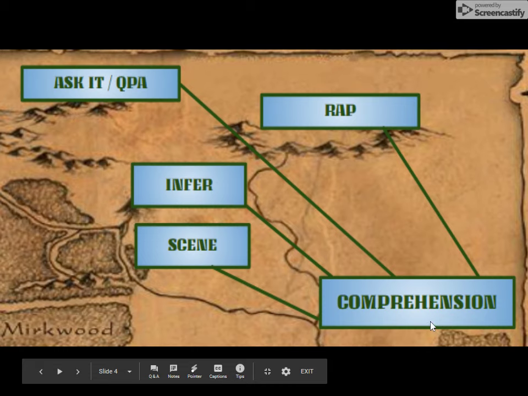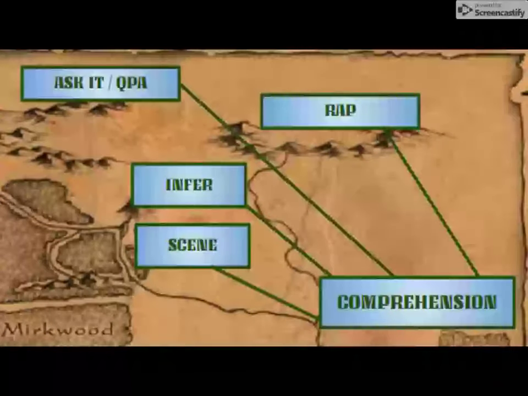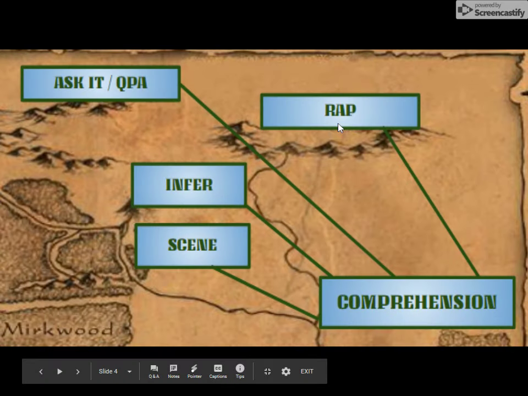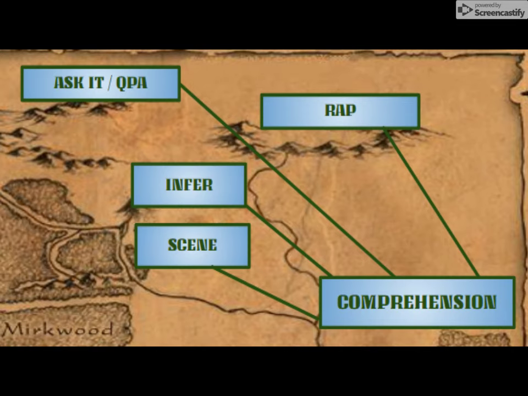Next, we're going to work on some of your reading comprehension skills. And some of the strategies, if you were here last year, are familiar, such as RAP and ASK IT. RAP and ASK IT are ways for you to interact with the text before, during, and after reading it. This is going to help you to retain that information. This is going to help you to ask great questions and be able to participate too in classroom discussions if we've all read a similar text with one another.